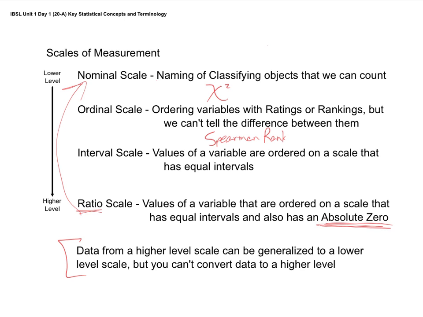We could also put them in a particular rank. We have the number of pythons all of our hunters caught, so now we're going to award them 1st, 2nd, 3rd, 4th place for catching certain numbers. So you can generalize to a lower level of data. You cannot take nominal data and try to force it into being ratio or something like that.